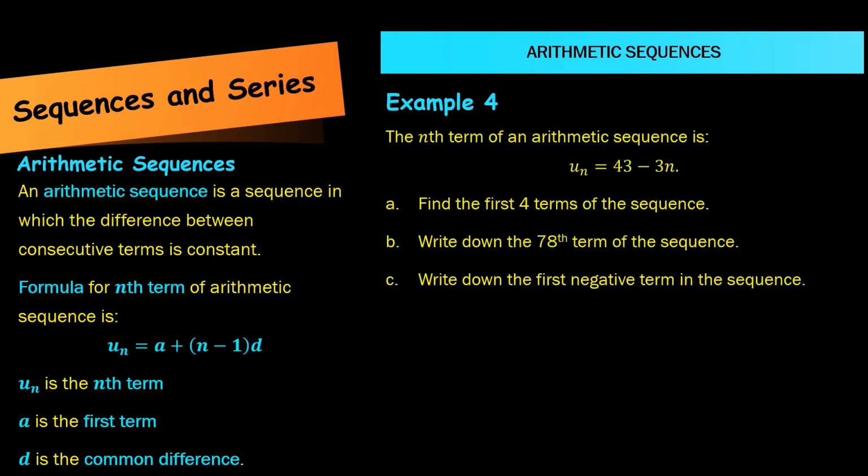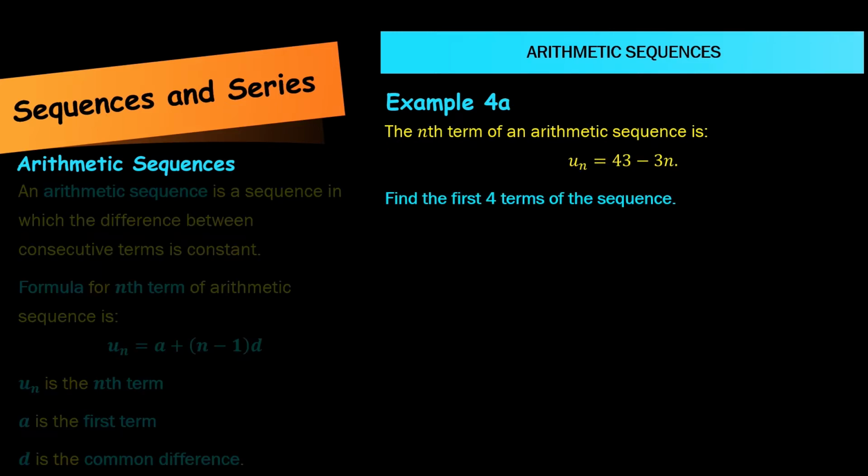Now let's take a look at another example. Pause the video and have a go. Press play when you're ready to view the solutions. So let's take a look at part A first. The nth term of an arithmetic sequence is u subscript n equals 43 minus 3n. We are required to find the first 4 terms of the sequence. So let's solve this.